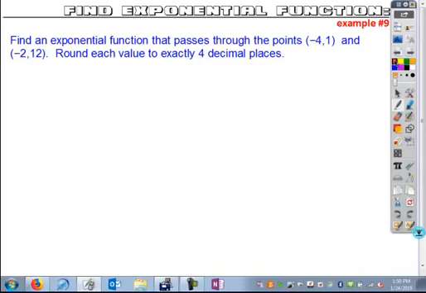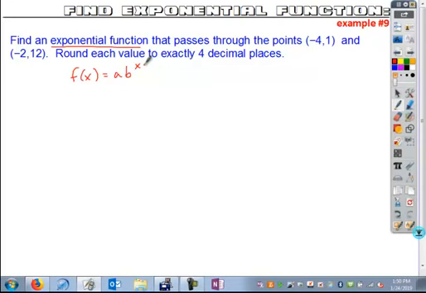All right, if you had to do this by hand, that's the hard way to set this up. Since you know that it's given as an exponential function, we'll take our general form of an exponential function: f of x is equal to a times b to the x.